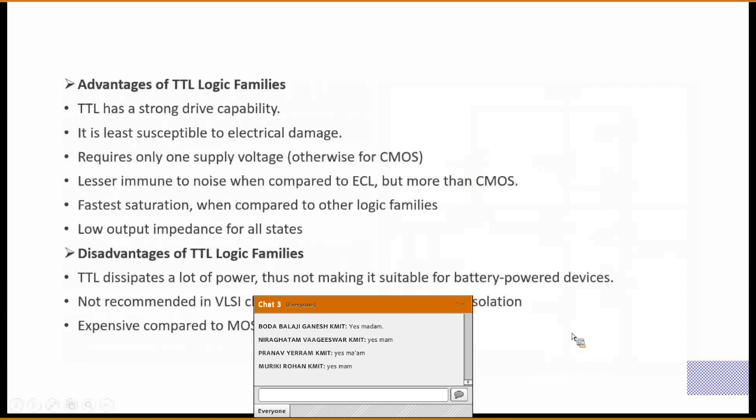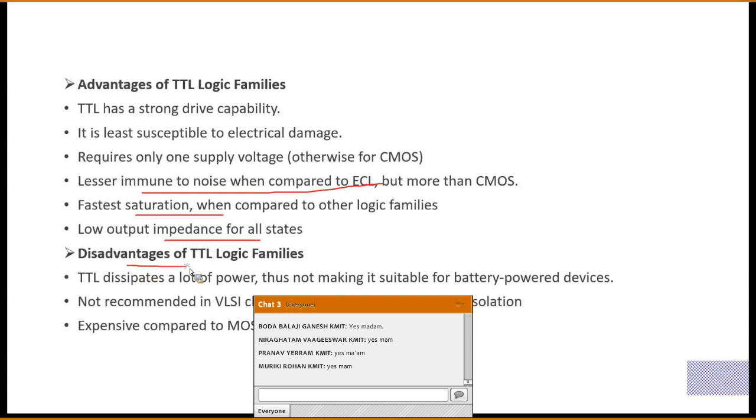Now see the advantages of TTL logic families. It has a strong drive capability, it is least susceptible to electrical damage, and it requires only one supply voltage. It is less immune to noise as compared to other devices, and has fast saturation and low output impedance.